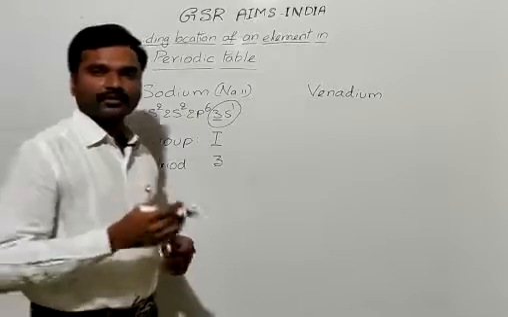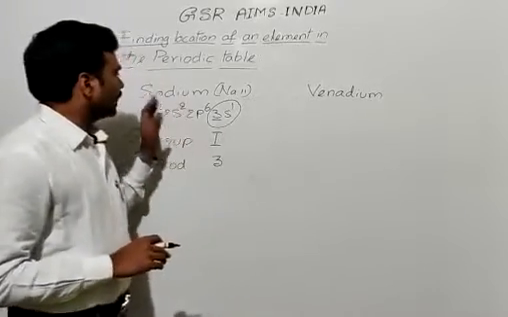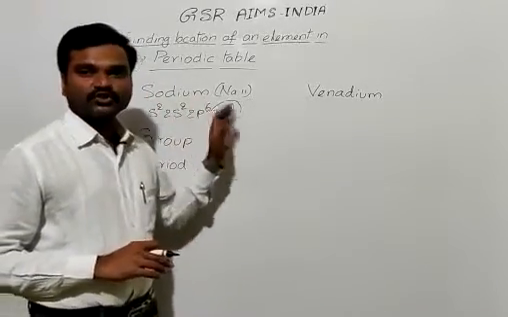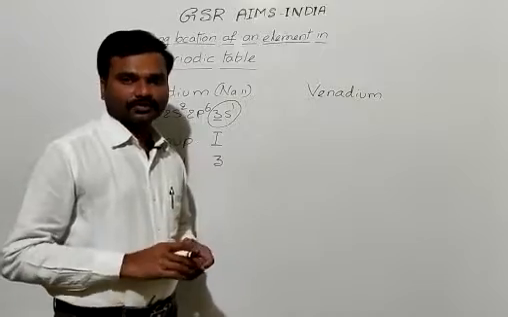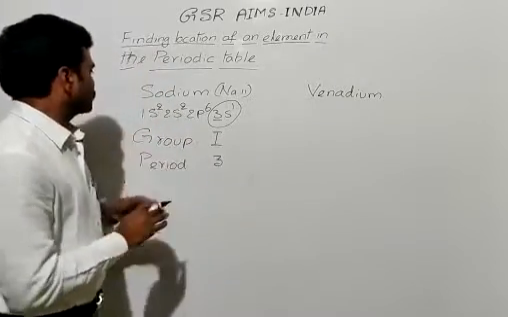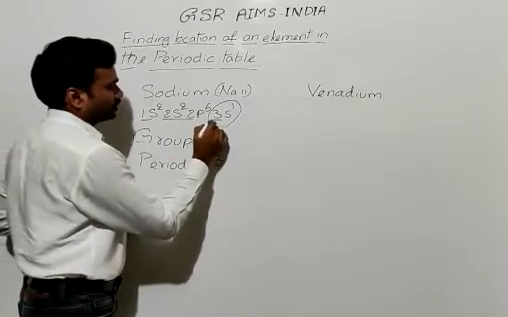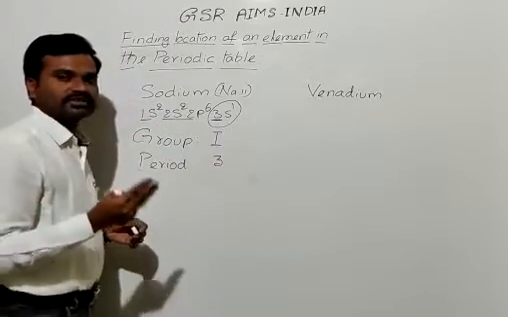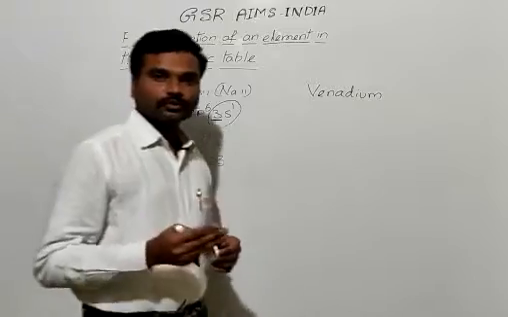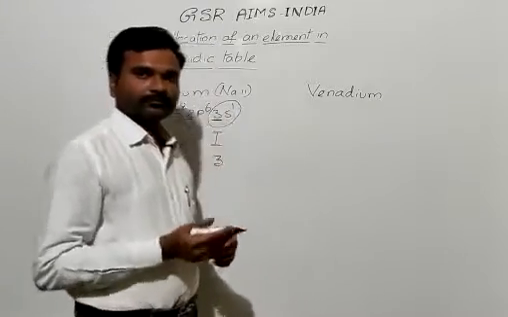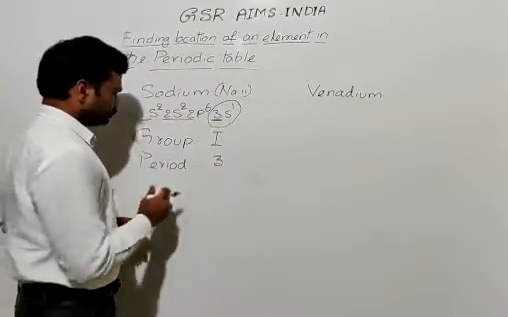The same can be defined another way also. The number of shells existing in the electron configuration gives its period number. So for sodium there are 3 shells, first shell, second shell, and third shell. A total of 3 shells exist in this configuration, so it belongs to the third period. This way also can be told.